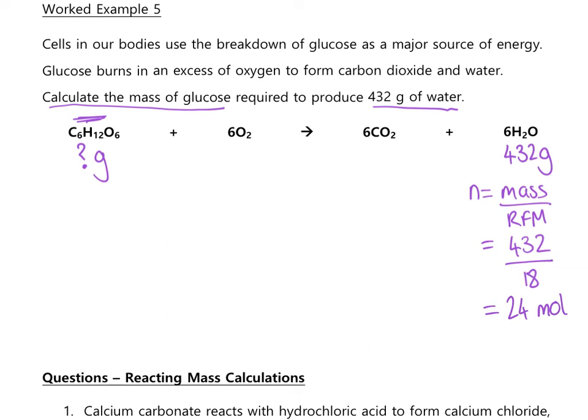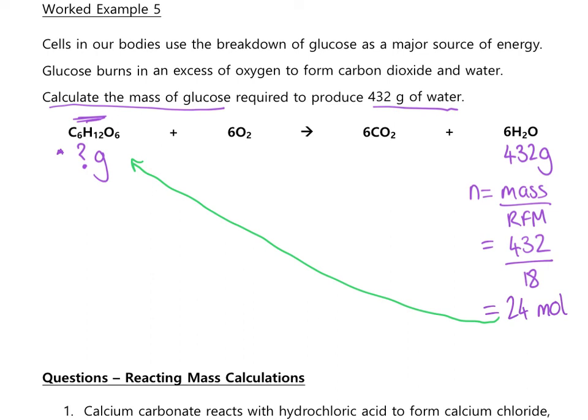I can bring it to anywhere in the equation. We're used to bringing it over to the products, but we actually need to work out the mass of glucose, so I can bring that over to my glucose. It doesn't matter that we're going from product to reactant. We draw our arrow to show where we're moving from to where we're going to. But I need to consider my balancing number ratio.